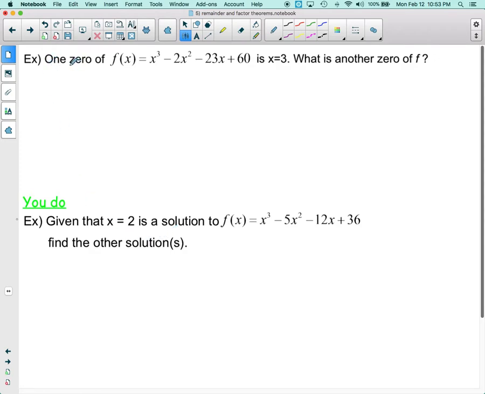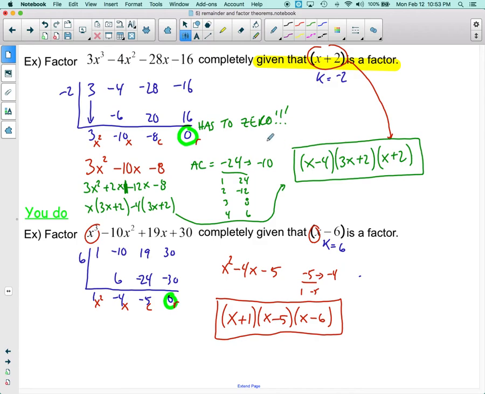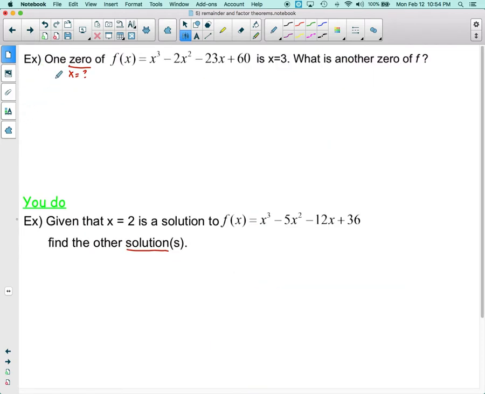So if we are being asked for zeros or for solutions, that means that our answer in the end should say that x equals some number, right? As opposed to when we factor, our answer has parentheses. So maybe that's a little note that you need to write for yourself here, that when we're factoring, our answer is sets of parentheses. And when we're solving or finding zeros, we are looking for values of x.